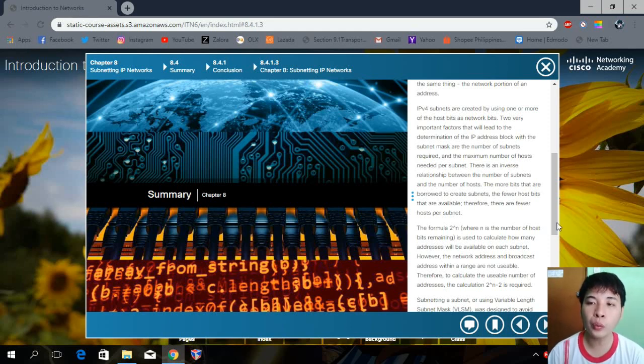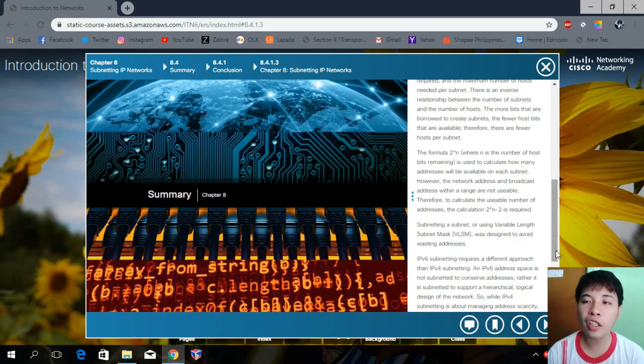The formula 2 to the n, where n is the number of host bits remaining, is used to calculate how many addresses will be available on each subnet. However, the network address and broadcast address within a range are not usable. Therefore, to calculate the usable number of addresses, the calculation 2 to the n minus 2 is required. Subnetting a network or using variable length subnet mask, VLSM, was designed to avoid wasting addresses.